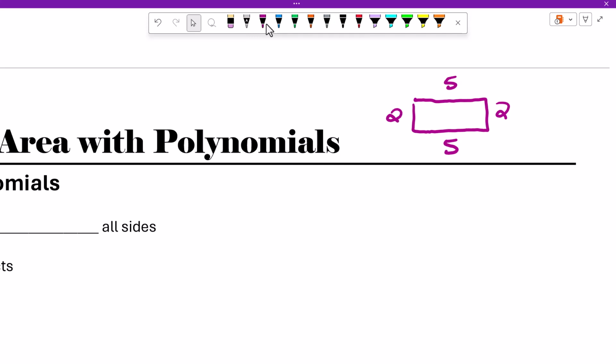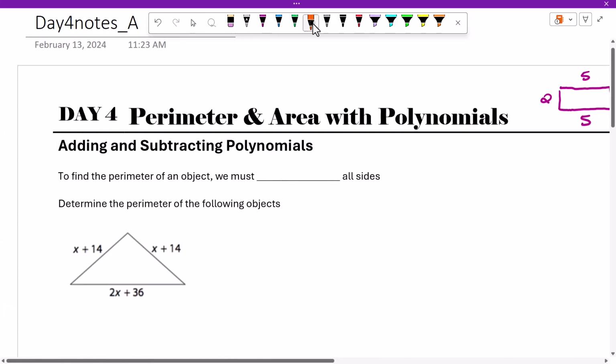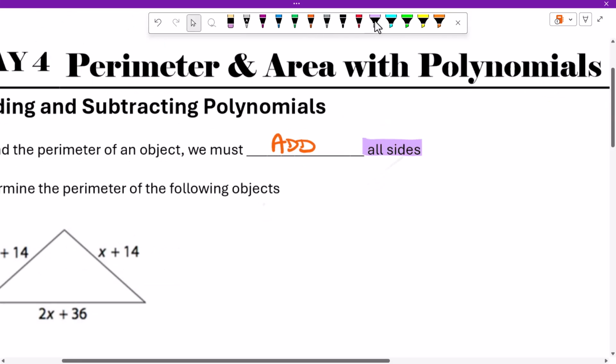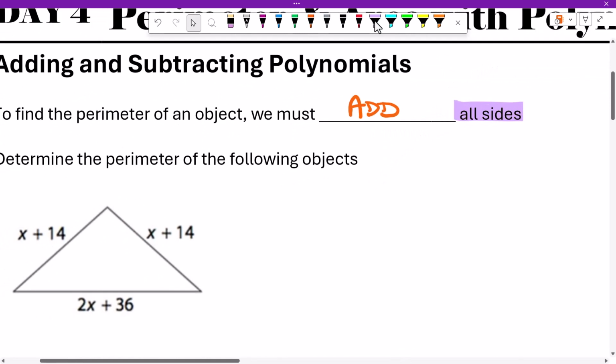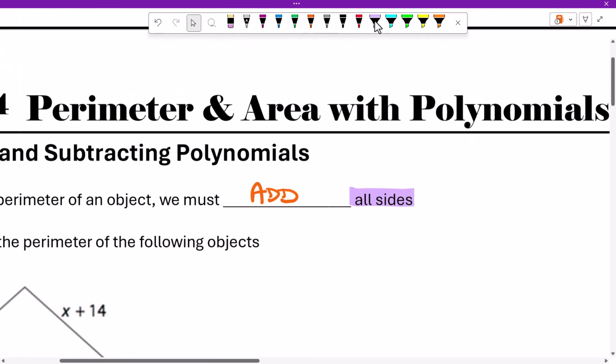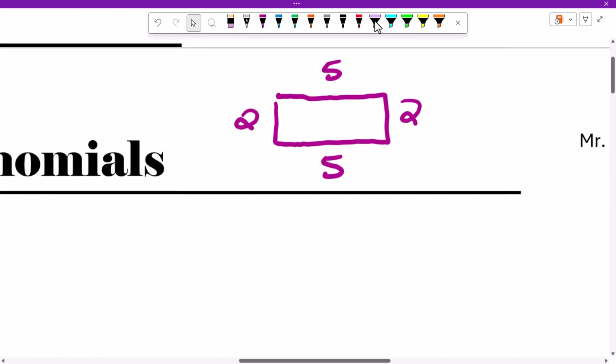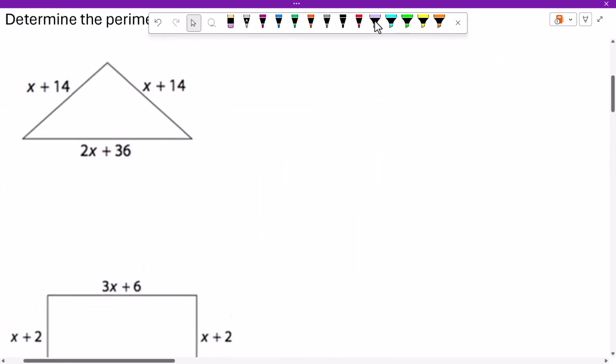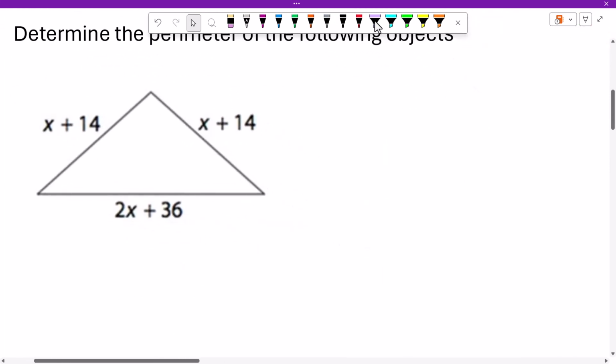All right? So whenever you are asked to find the perimeter, we add all sides. That's the generic formula. It doesn't matter if you have a triangle, a rectangle, or a weird polygon. However many sides there are, you add them all up. Now the thing that changes is, in grade 8 we had numbers like 5 centimeters, 2 centimeters, or feet. Here, our sides are unknowns. They have polynomials in them. But the process is still the same.